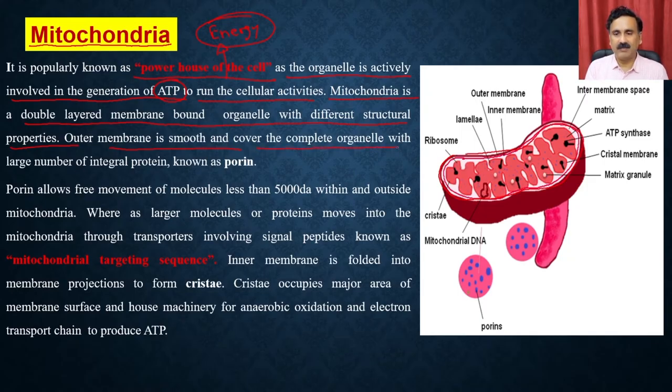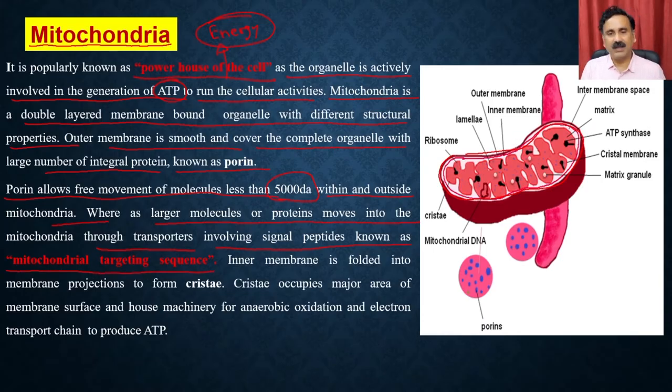And it covers the complete organelle with a large number of integral proteins which are known as porins. So on this outer membrane you have the proteins called porins, and the porin allows the free movement of molecules less than 5000 Dalton within and outside the mitochondria, whereas large molecules or proteins move into the mitochondria through the transporter involving signal peptides known as mitochondrial targeting sequences.